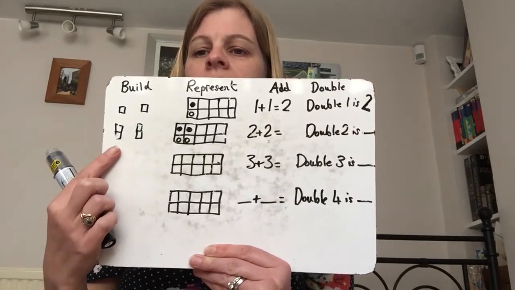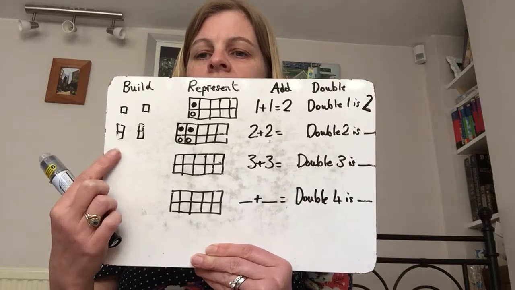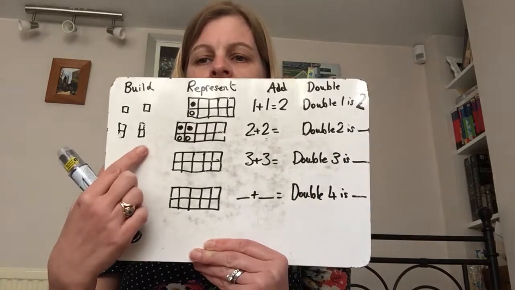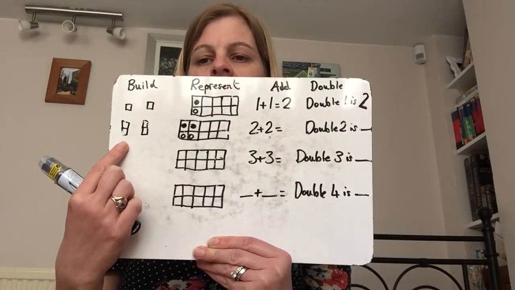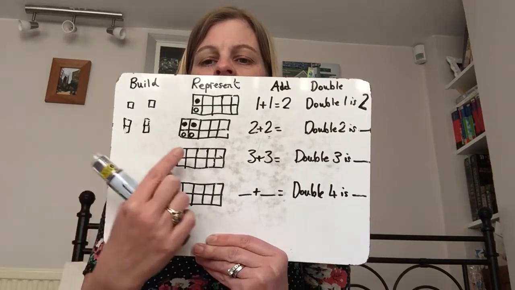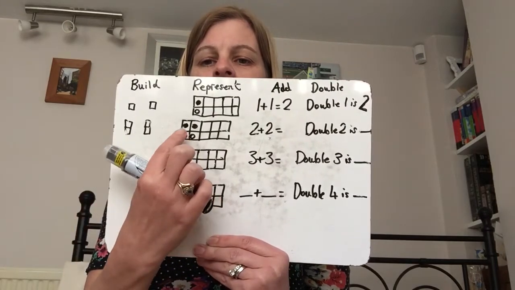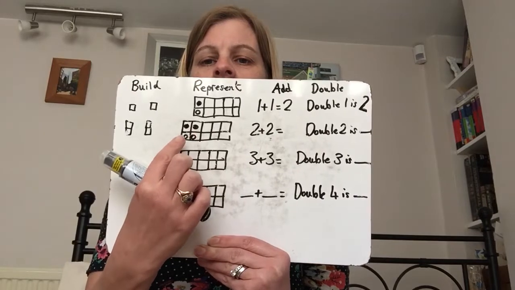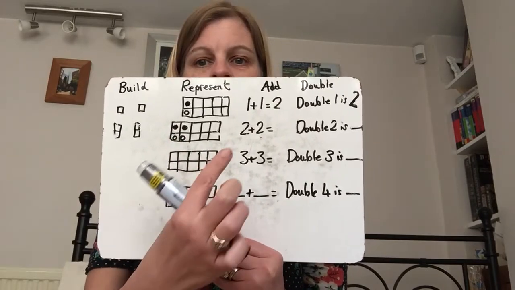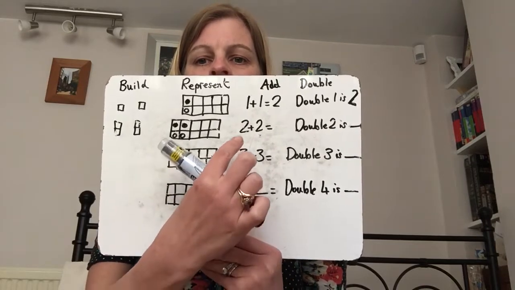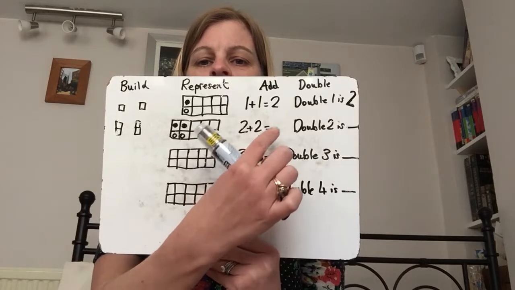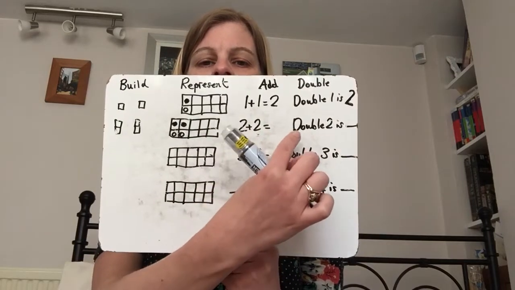Here I'm thinking about 2. So I've got 2 building blocks and I'm going to double it. Got 1 set of 2 and now I've got another set of 2. I doubled it. I'm going to represent that on a 10 frame. I had 2 on my 10 frame and I've doubled it. Here's the bit where I've started leaving bits out for you to continue. 2 plus 2 is equal to, or 2 add 2 is equal to double 2. And then here you write it.